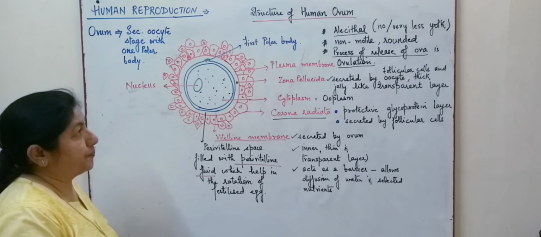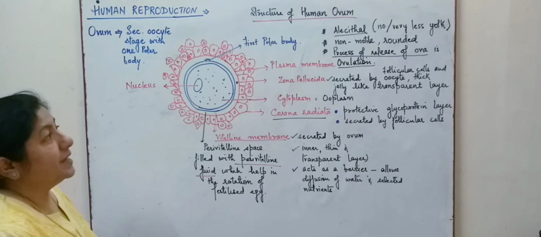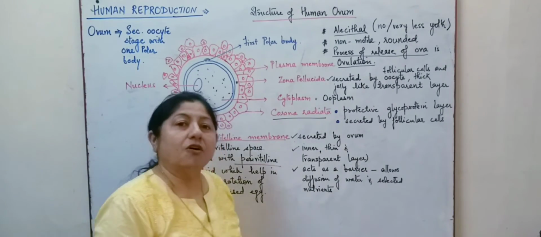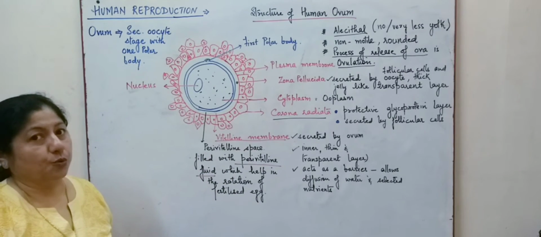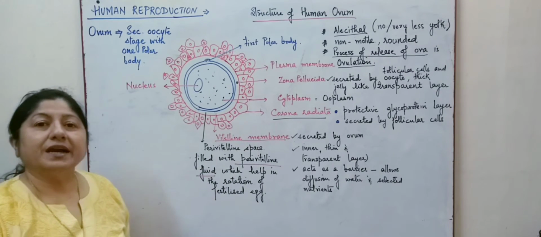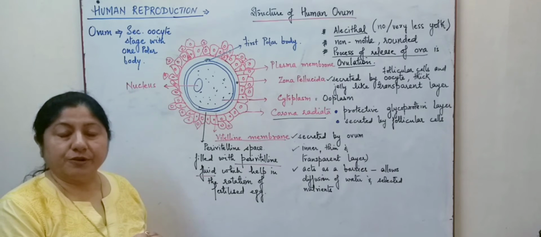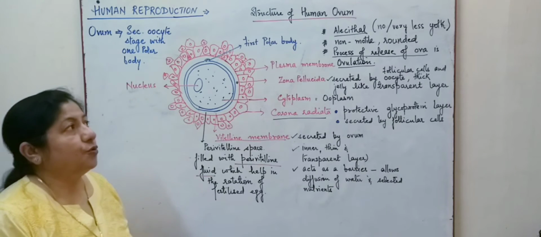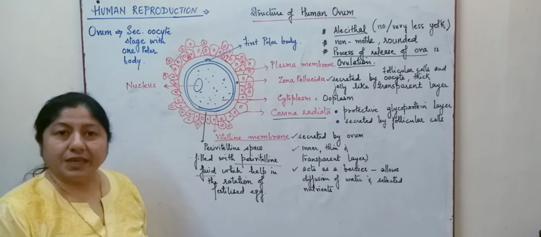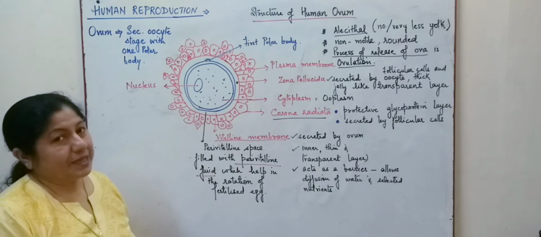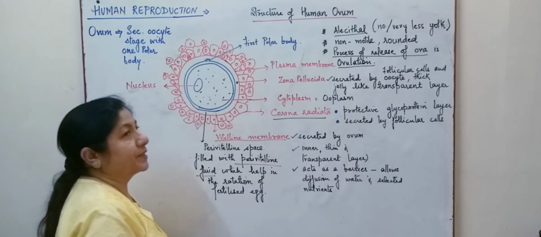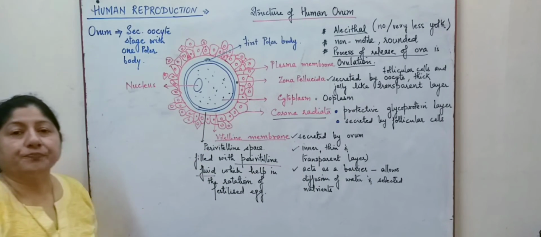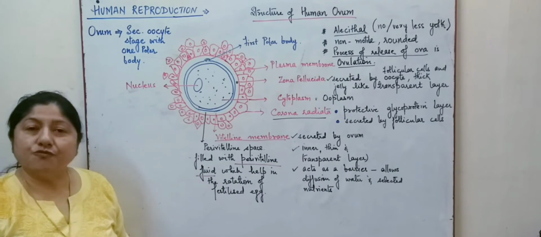development of the ovum. A human ovum is alecithal, that is, it is having very less or almost negligible yolk. The reason being, the entire development of the embryo and the fetus takes place inside the body of the female. So, the nutrition is obtained over there. So, the human ovum is alecithal in nature, that is having very less yolk. It is a non-motile structure. That means it cannot move on its own.